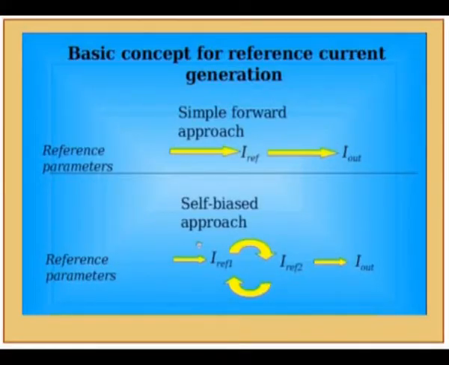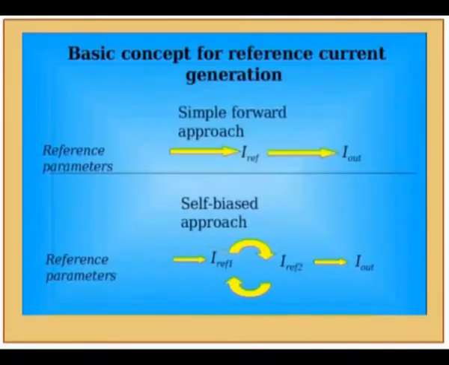Another approach is that instead of relying on some parameters which will dictate some specific reference for us and then generating output, let us have a self-biased approach. In the self-biased approach, though we connect the circuit to VDD, the current which is generated in the reference circuit is not a function of VDD. It's self-bias. If VDD changes, it doesn't change. It biases itself. So the second approach is that we generate a feedback.